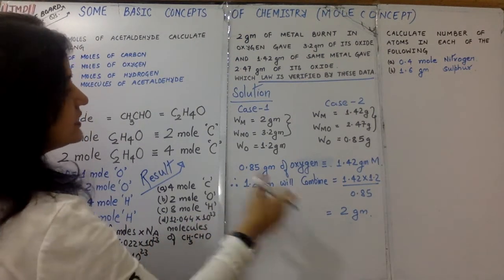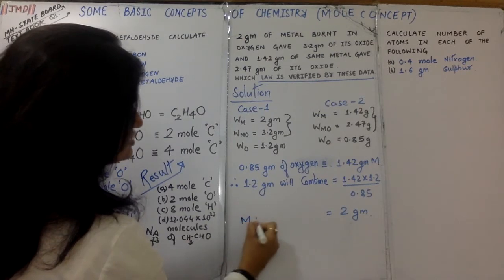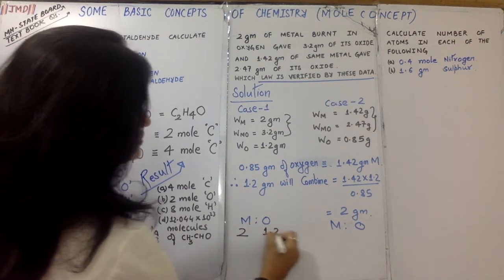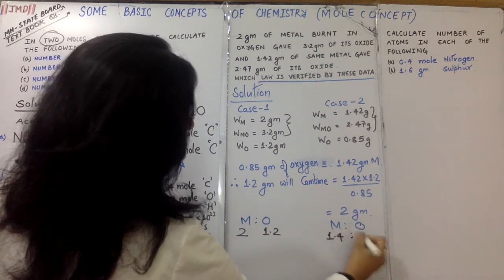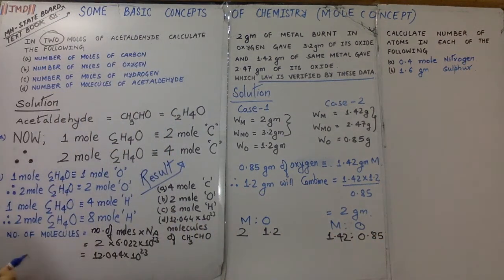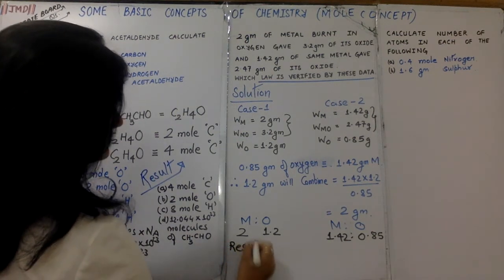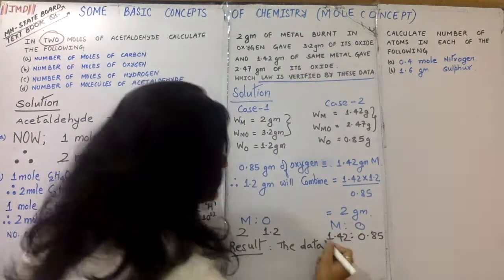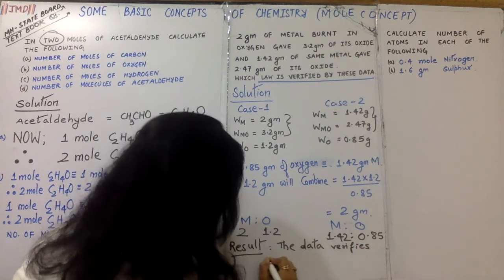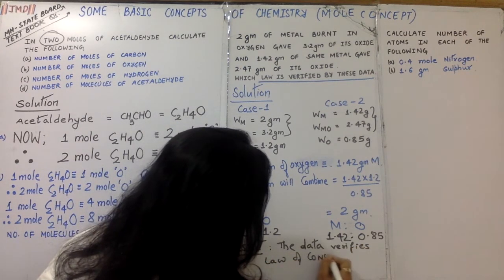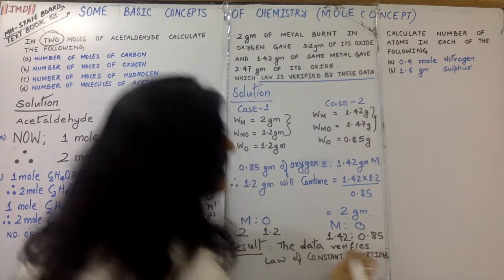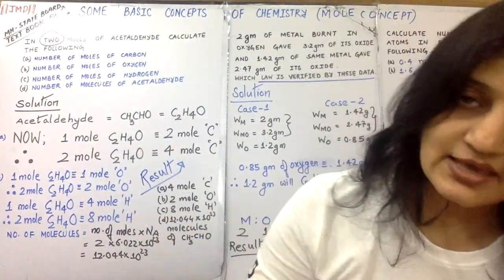Meaning, they are in constant proportion. That is, metal versus oxygen, in both the places: here it is 2 to 1.2, here it is 1.42 to 0.85. This is the same ratio. So, result: the data verifies the law of constant proportions, or the law of definite proportions is verified by the given data.